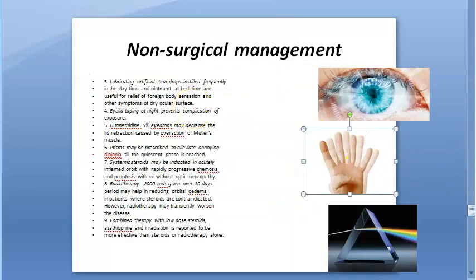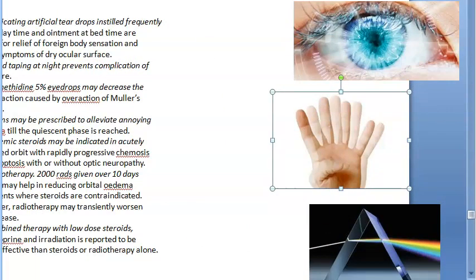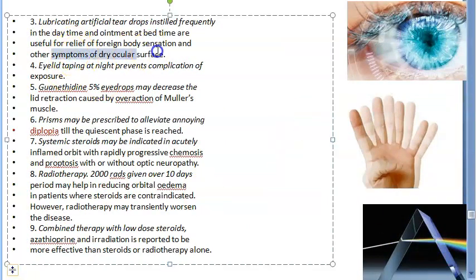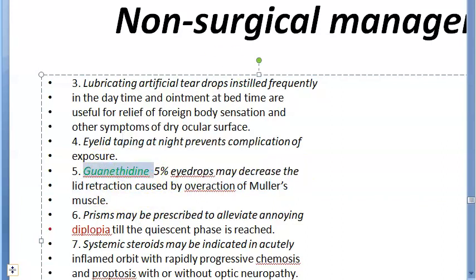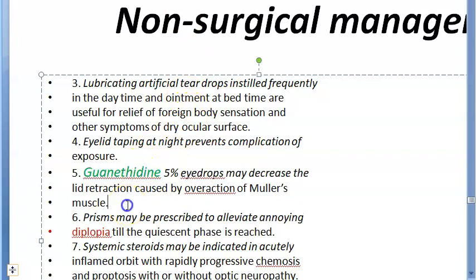Then lubricating artificial eye drops. Why will you give that? Because you want to relieve the dry ocular surface. Eyelid taping, again the same thing, to prevent exposure. Guanethidine eye drops. Why will you give guanethidine eye drops? To decrease the lid retraction caused by overaction of the Muller muscle. So basically this overacting Muller muscle was causing lid retraction, and now you want to decrease it. This is one thing that they mentioned as a medication, guanethidine.